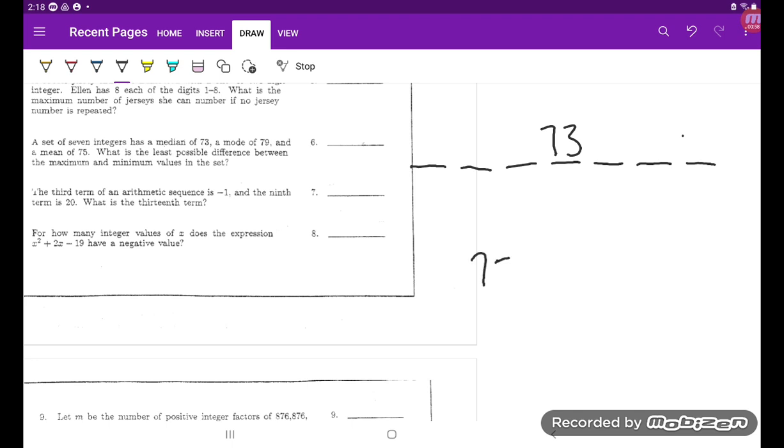So 75 times 7 is equal to 525. How do we get this? It's because we add all the numbers together, right, and then divide by 7 to get 75. So the other way around, we multiply by 7 and we get 525. Now it says the mode is 79, so that means 79 has to appear at least twice.